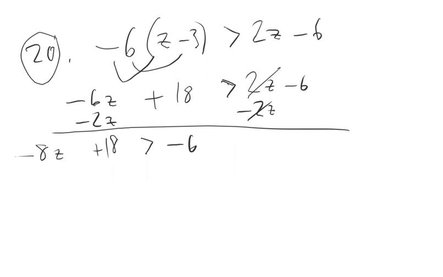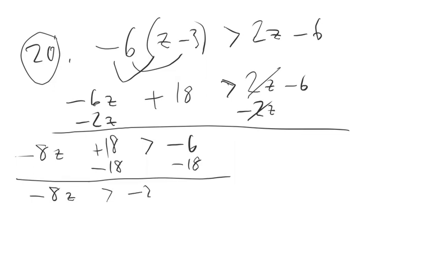Then I'll subtract 18 from both sides. And then I'll have -8z greater than -6 plus -18, which is -24. Now I'm going to divide by -8.